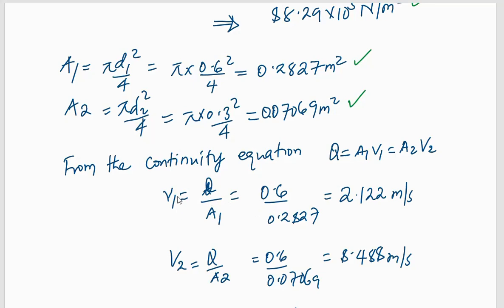Then therefore, V1 will equal Q divided by A1, and since Q, the flow rate, is 600 liters per second, or 0.6 cubic meter per second, V1 will be 0.6 divided by 0.2827, and this would give you 2.122 meters per second. Then velocity at 2 will also be Q divided by A2, which is equal to 0.6 divided by 0.07069, and it gives you 8.488 meters per second.